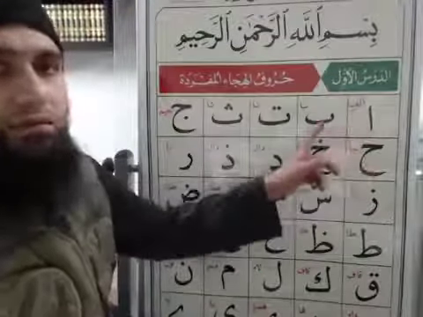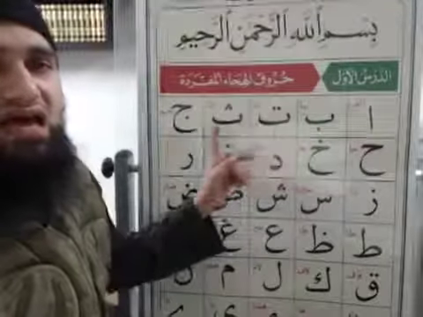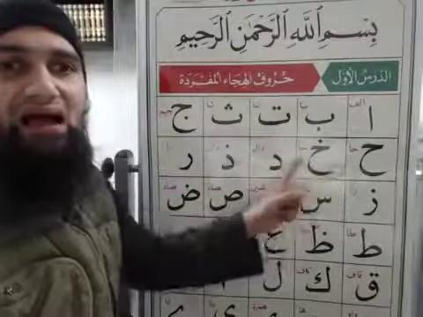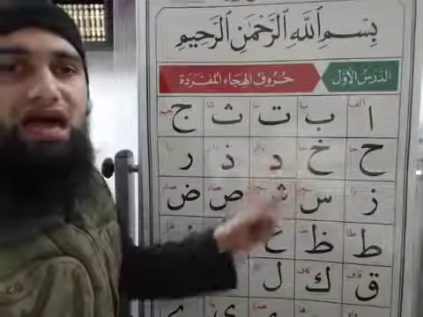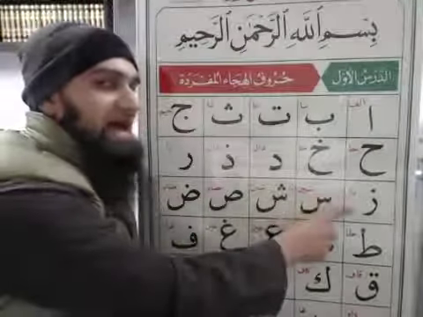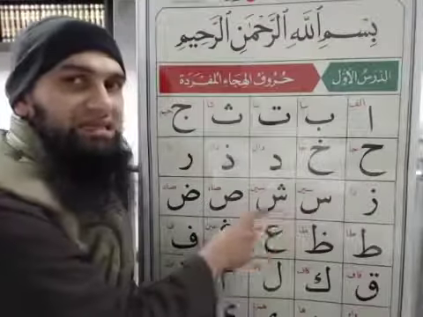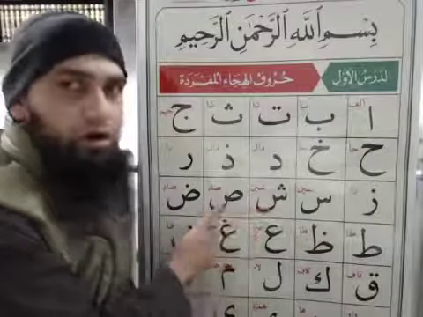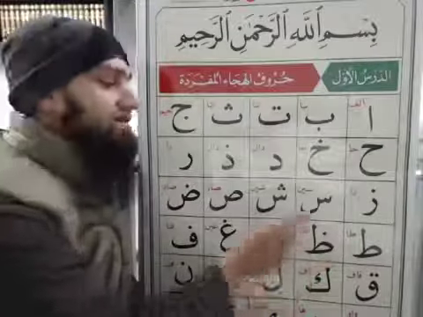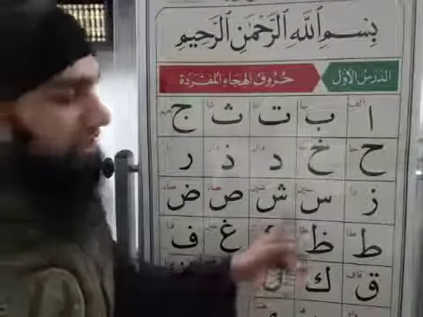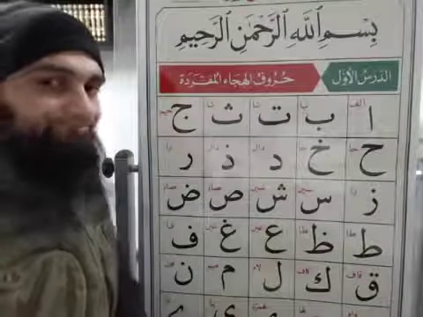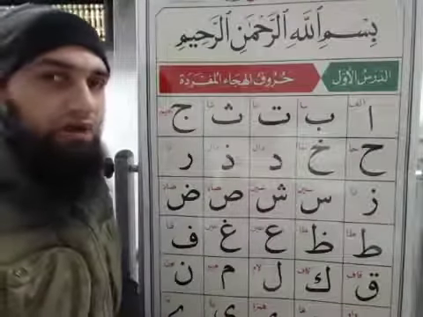Alif, Ba, Ta, Tha, Jim, Ha, Kha, Dal, Dhal, Ra, Za, Sin, Shin, Sad, Dad, Ta. Next letter. Also ends with alif, make it long. Has a dot on top of it. You are going to bring your tongue out for this.